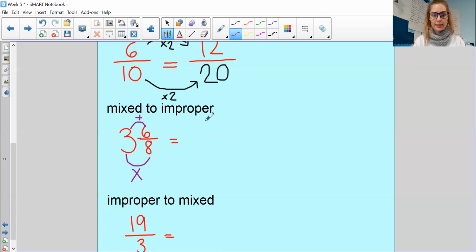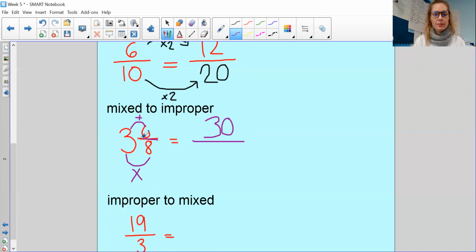So I say 24 plus 6 is 30. So I write 30, and now I'm making it an improper fraction. 30 is not the answer. I'm still getting children writing 30 as an answer. That is a whole number. I'm going to an improper fraction.